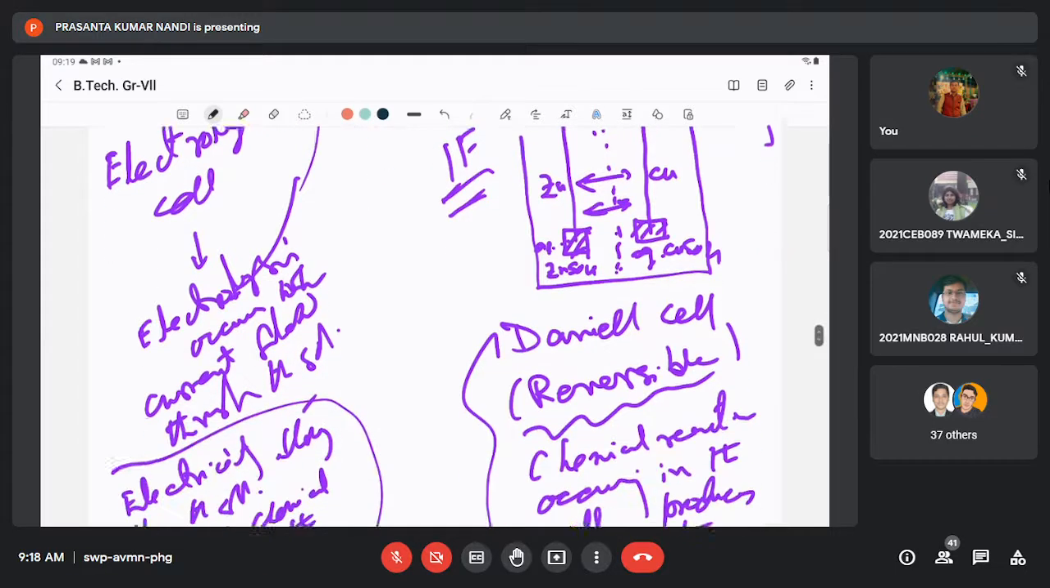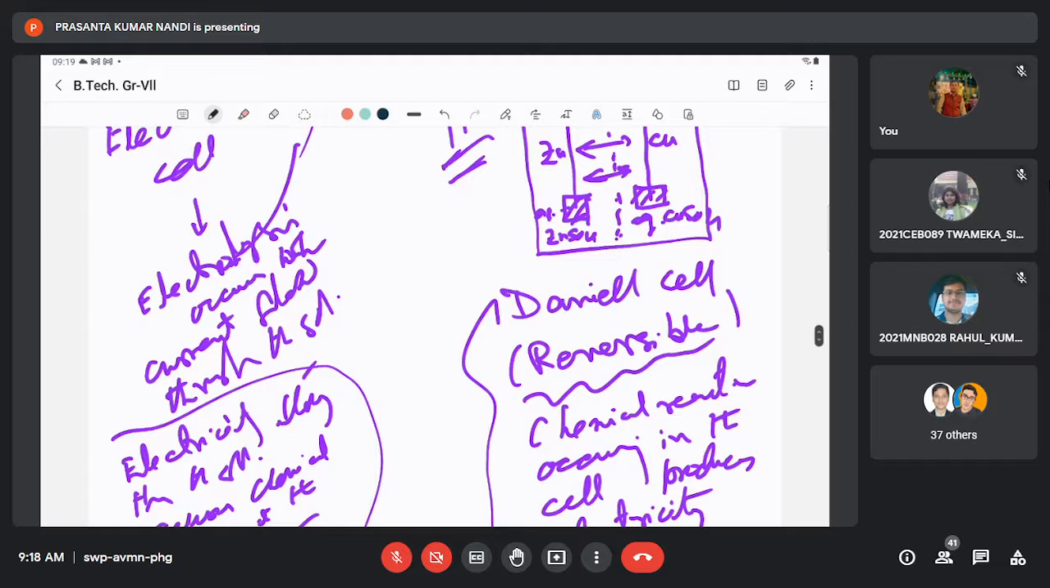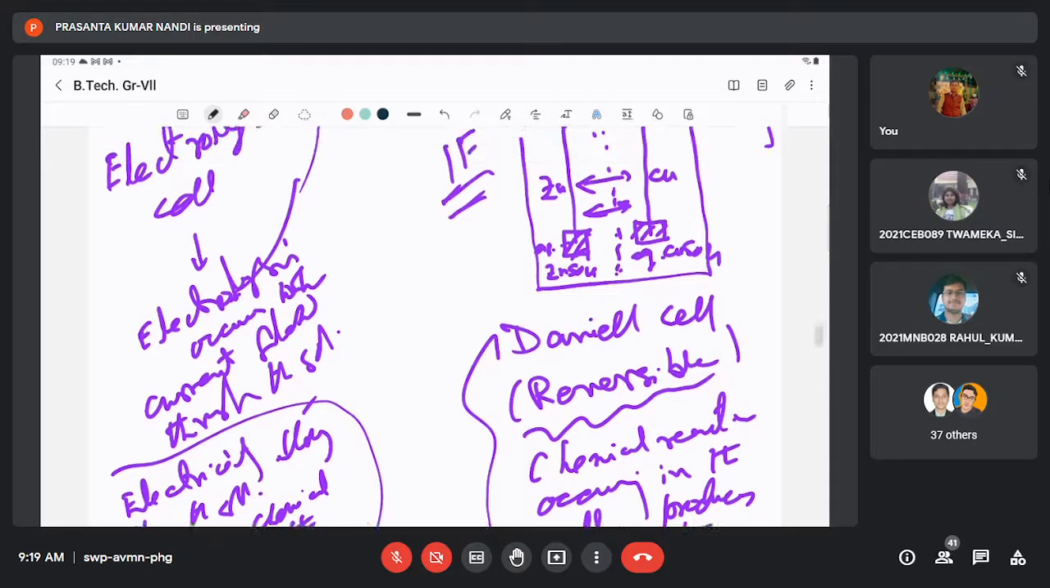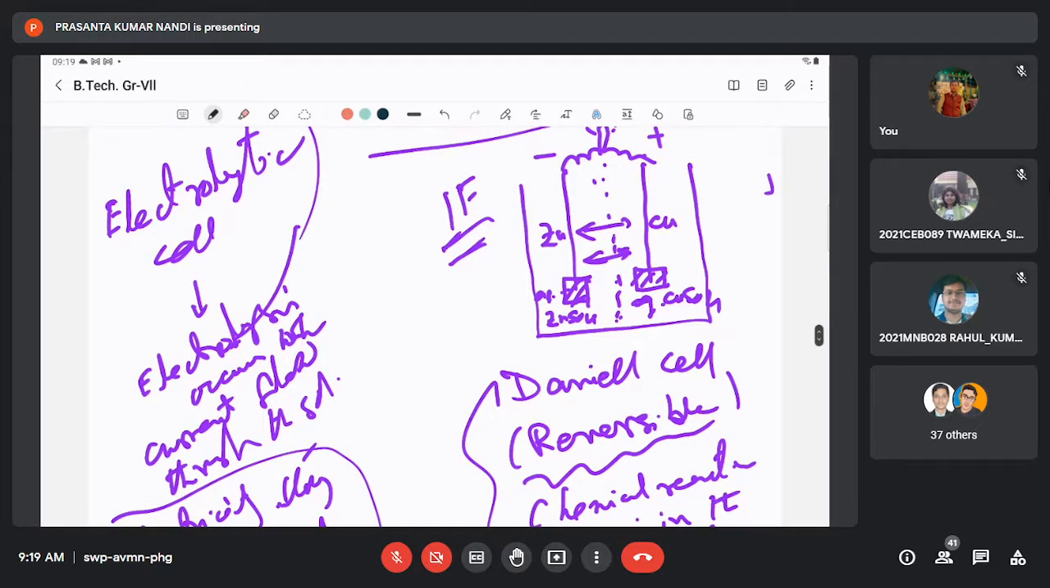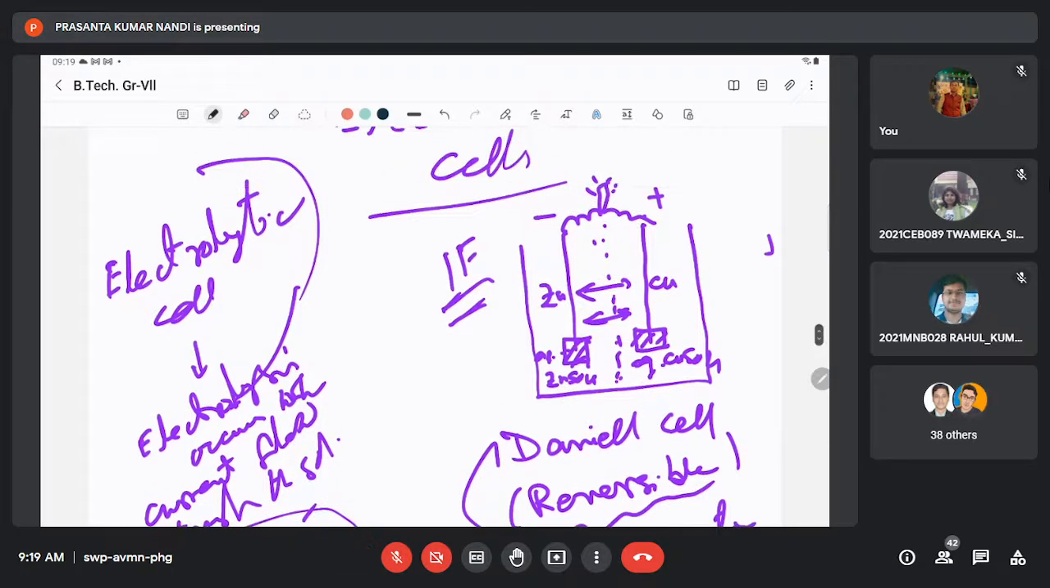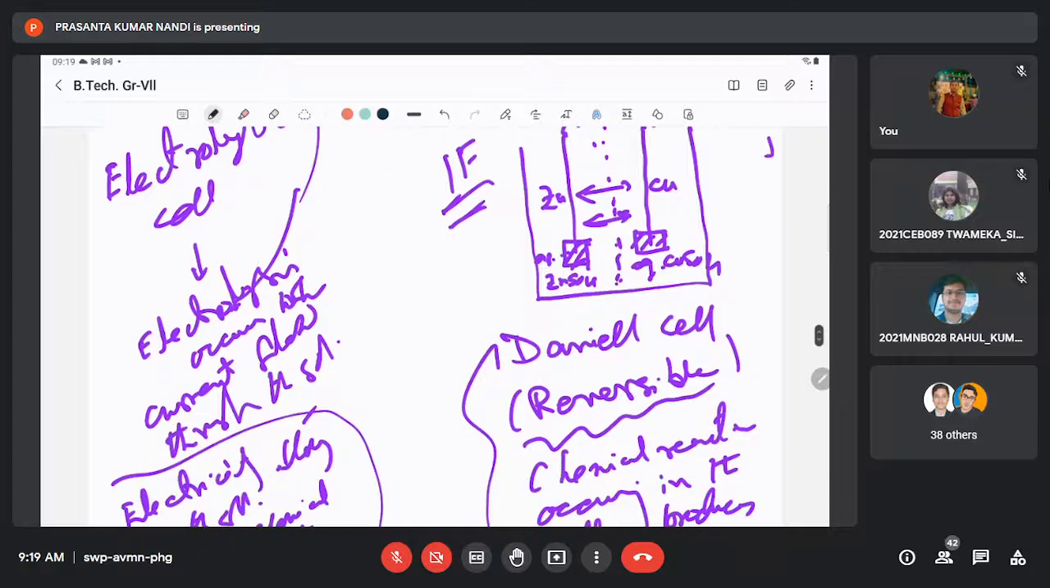So in the Daniel cell, you see that there are two chambers. In one chamber, the left hand side chamber, there is a zinc rod immersed in an aqueous solution of zinc sulfate, whereas on the right side, a copper wire is dipped in aqueous copper sulfate solution. And if these two rods are connected externally and connected to a bulb, then the bulb will glow, right? And it is a reversible cell.